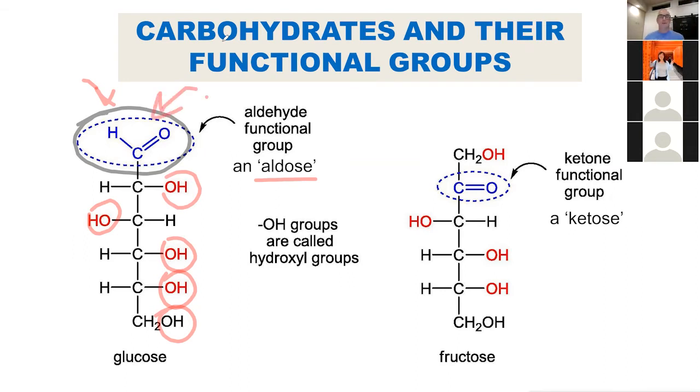aldehyde group on top. Now, fructose doesn't have an aldehyde at the first carbon. The carbon that has the aldehyde functional group becomes carbon 1, because we know that aldehydes are higher up the food chain than hydroxyl groups. So that becomes carbon 1, and then 2, 3, 4, 5, and then 6 down here at the bottom. So fructose is a ketone, and what's the difference between an aldehyde and a ketone?